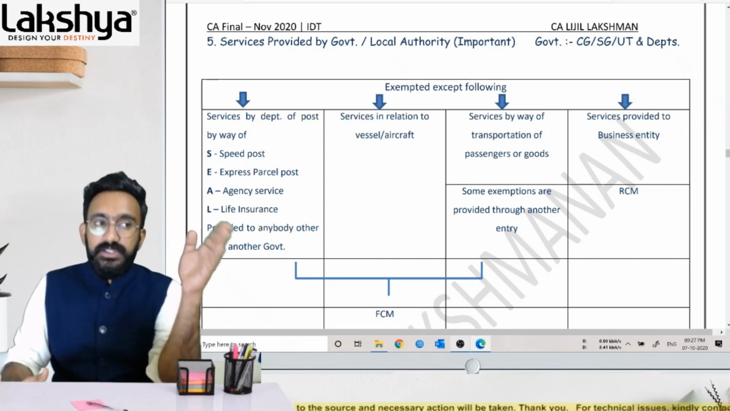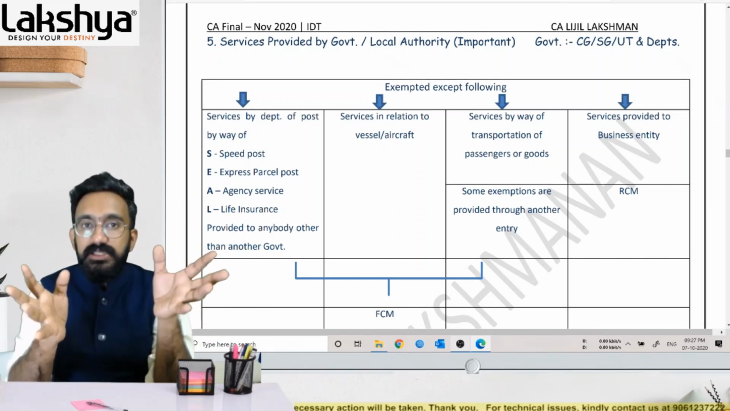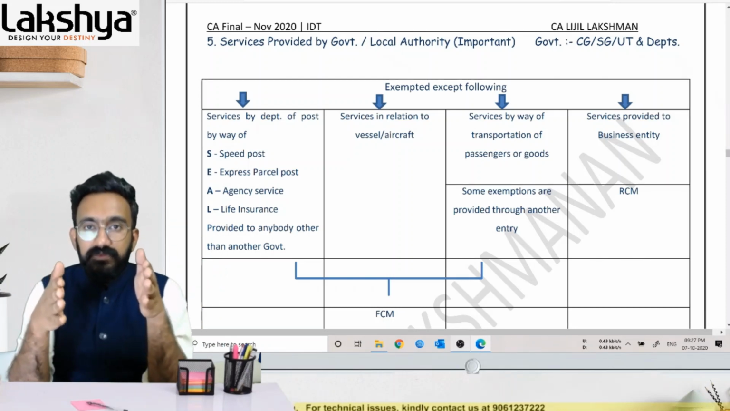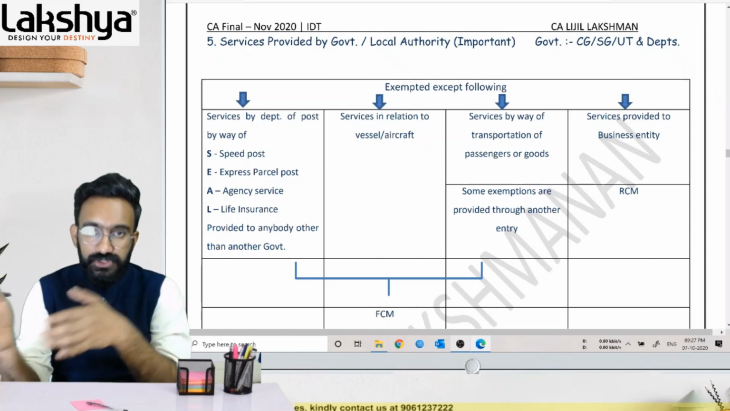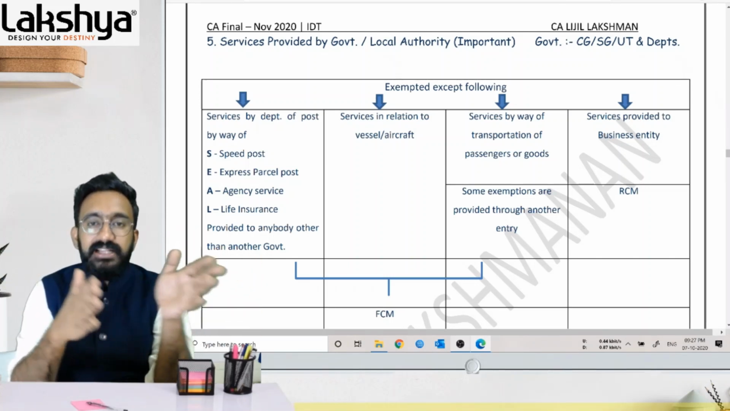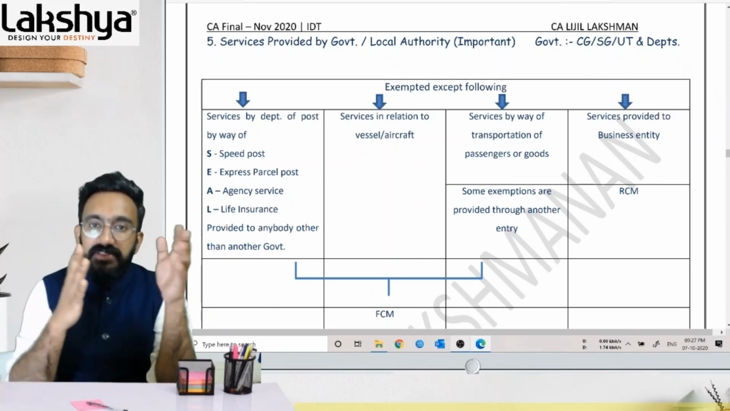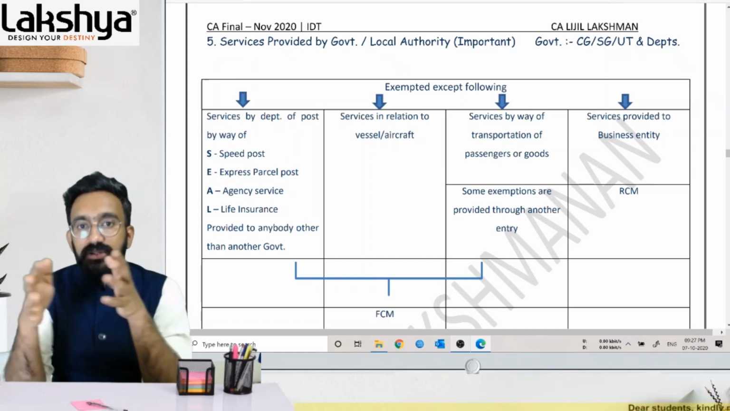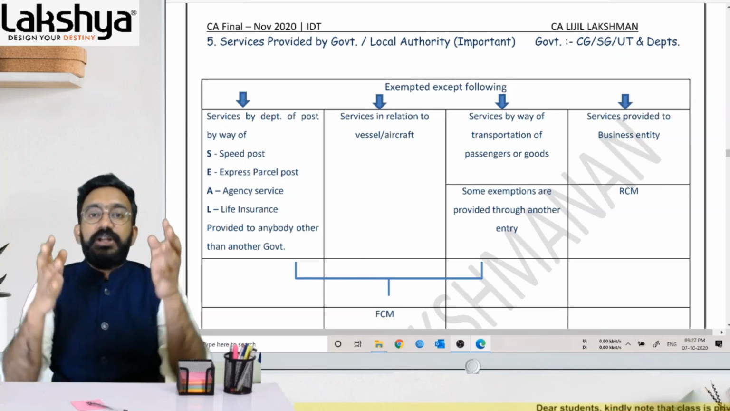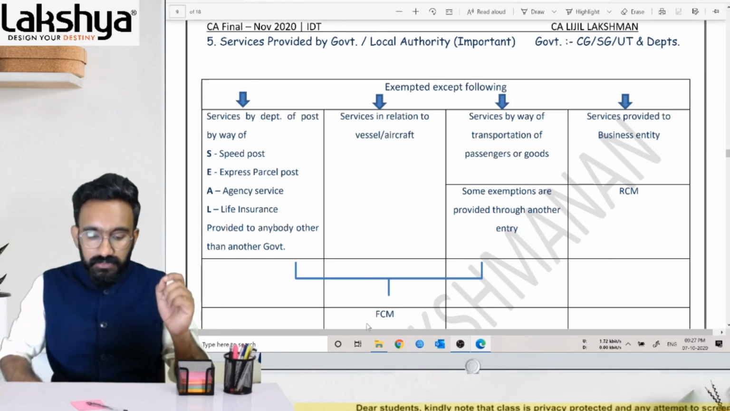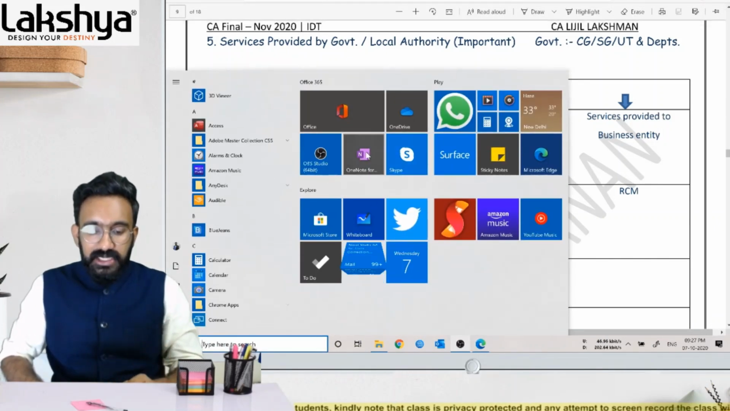They said that if a small business entity, and what do you mean by small business entity? A business entity whose turnover is less than or equal to the threshold limit for registration. We know the threshold limit for registration is different in different states. It can be 40 lakhs, 20 lakhs, or 10 lakhs. If their turnover is less than that, and they receive services from the government, even though the recipient is a business entity, it is exempted. The moment it is exempted, there is no question of charge. Now let me write down an example so that you can understand it better.